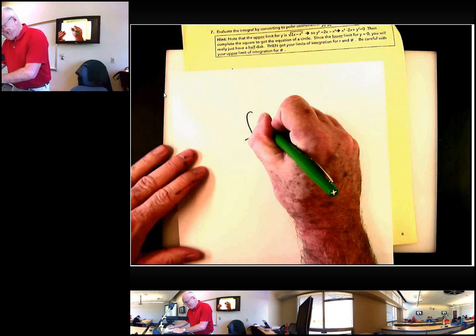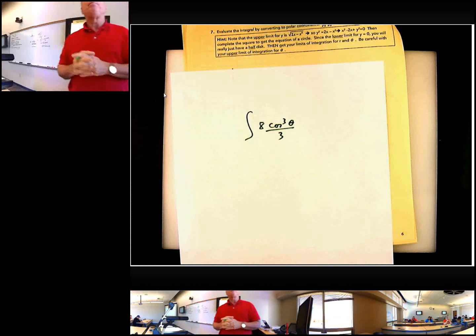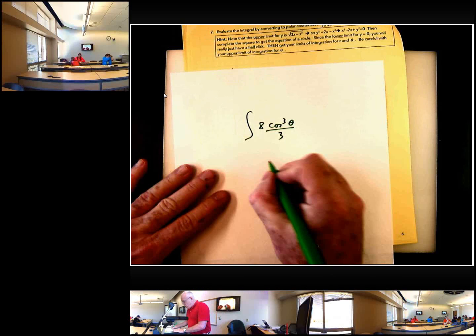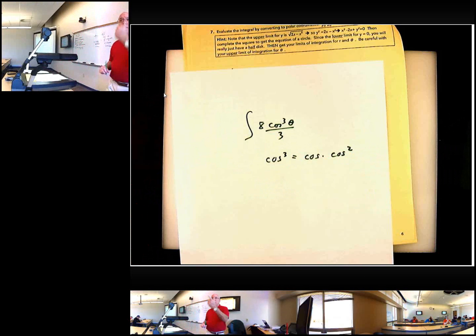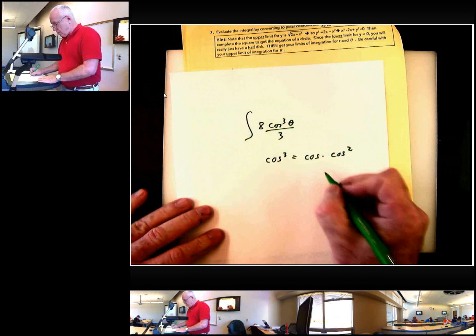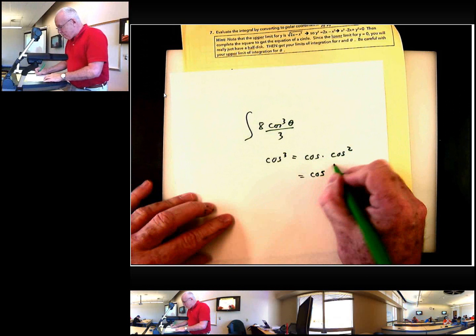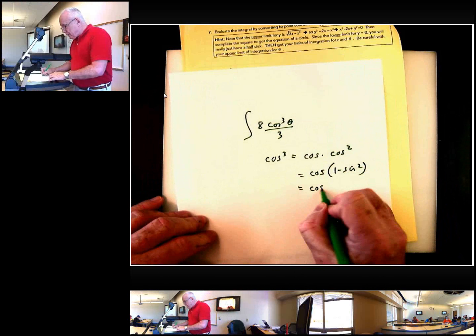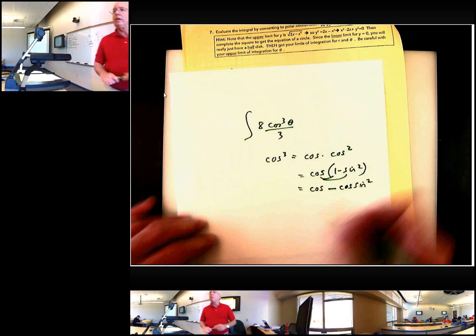It becomes 8 cosine cubed over 3. Now, I'm not going to do this, but let's look at 8 cosine cubed over 3. How would I approach that? Somebody help me out here. Cosine cubed can be broken apart as cosine times cosine squared. And then what do I replace cosine squared with? It's 1 minus sine squared. And so what I have here for cosine cubed, when I distribute, is cosine minus cosine times sine squared.